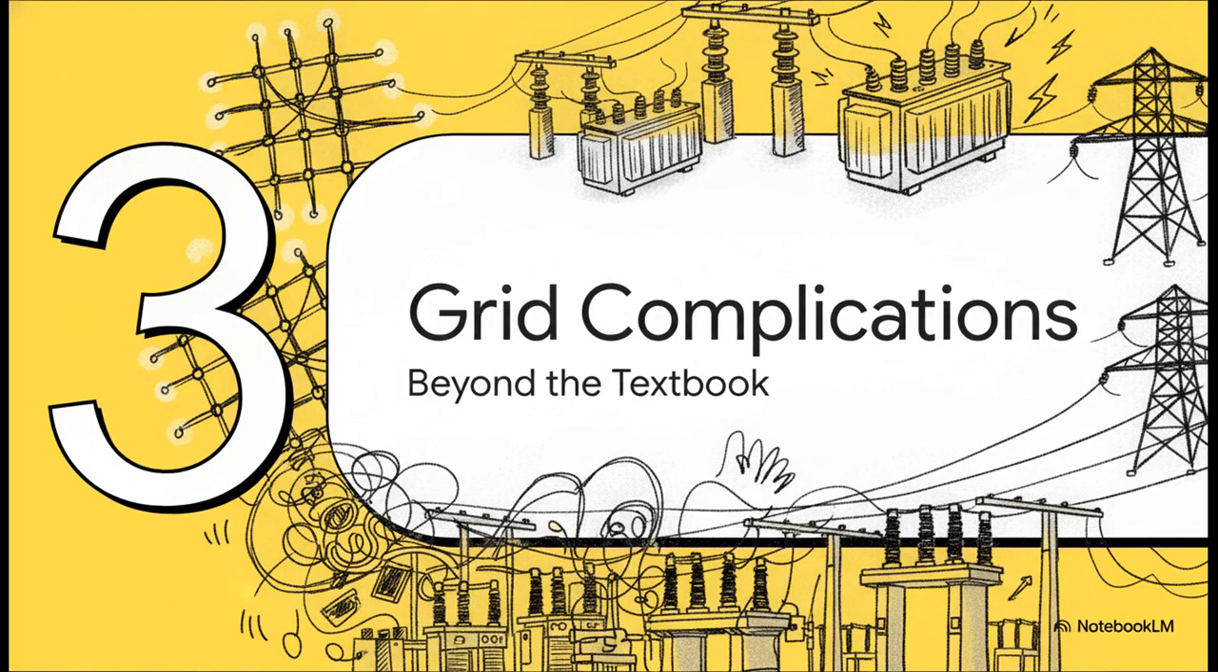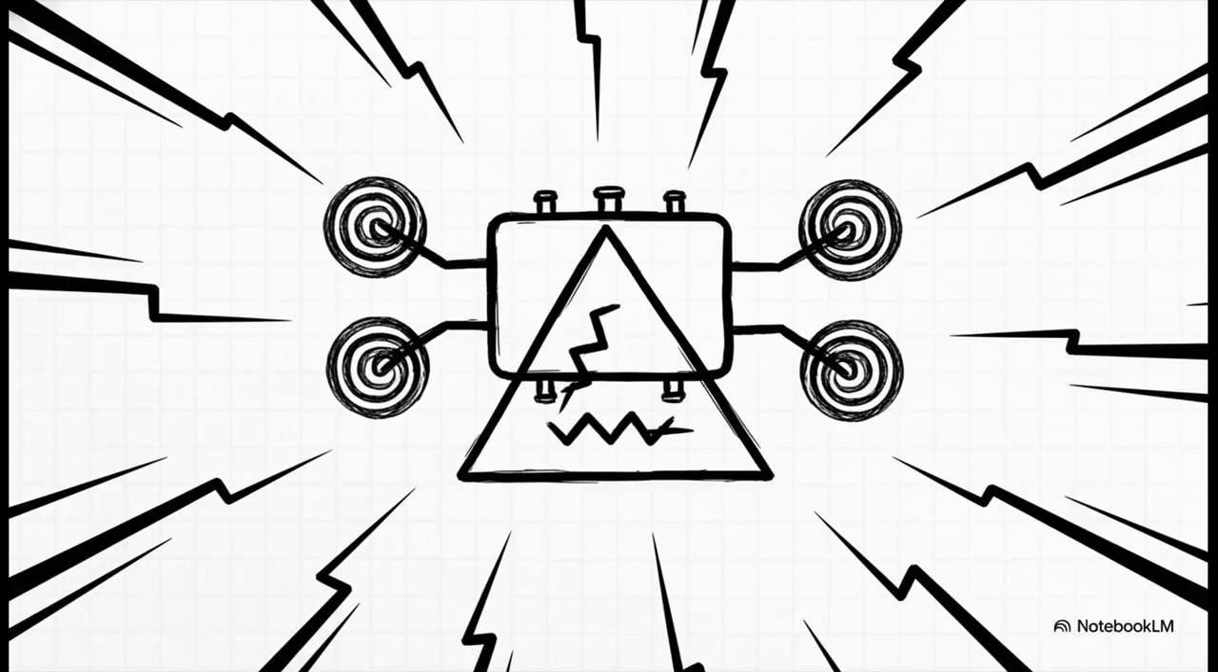Section 3. Real-world grid complications. Of course, when you step off the textbook page and into an active substation, things get messy quickly. And here is a massive pitfall you absolutely have to watch out for. Three-winding transformers. These are incredibly common at generating stations, where a transformer might feed the high-voltage transmission grid, but also have a tertiary delta winding to feed local auxiliary loads right there at the plant.